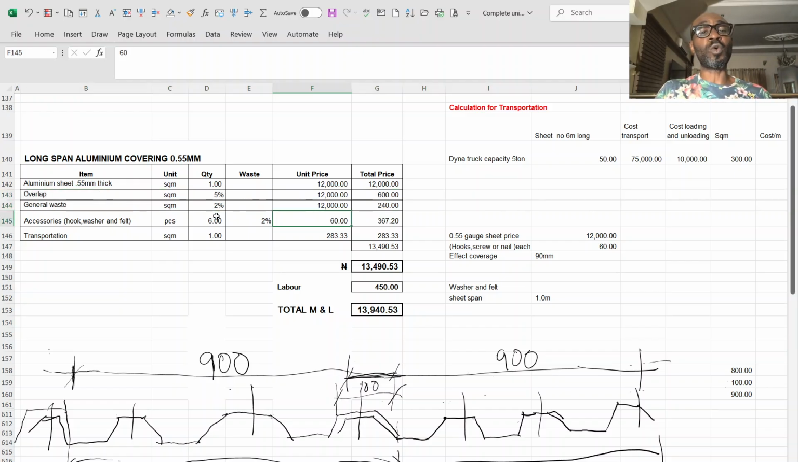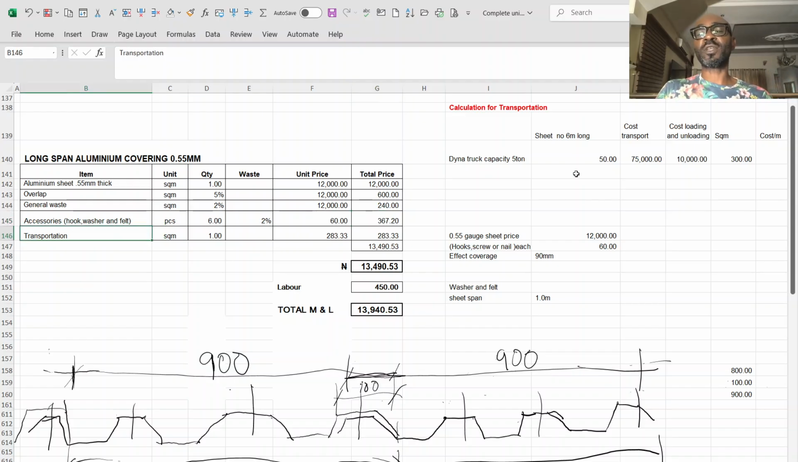Then the hook definitely will come with a washer, two washers, a steel washer and a felt, and it's 16 naira per piece. And you're going to have waste because when you are striking it, some could bend, some could fall off from the high roof, and when it gets down, it might mix up with debris that you cannot find. So you have a 2% waste of it. So having 16 naira as the cost, you have 367 naira 20 kobo for the cost of hook for 1 square meter.